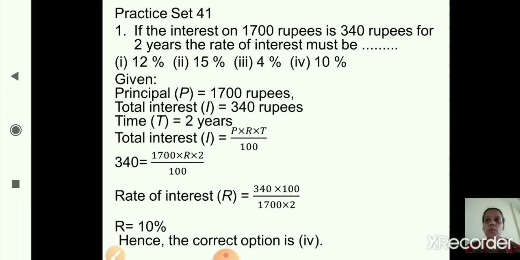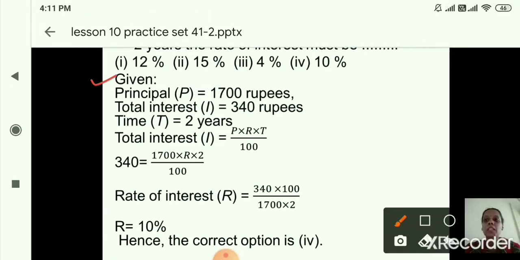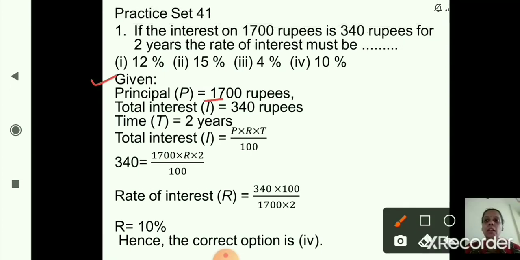Now in this question, what is given, that we will write down first. So what is given here? Principal is given, that is 1700 rupees. And interest is 340 rupees. Time is given, that is 2 years. What we have to find out is rate of interest, means R we have to find out.